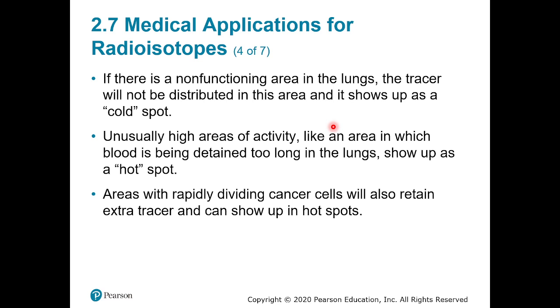Okay. Areas with rapidly dividing cancer cells will also retain extra tracer because cancer tends to take up more nutrients than other cells and continuously does so. It's not controlled like most cells would be. And so they typically show up as hotspots. And that's why if you've ever seen a cancer diagnosis, it usually has a dark space and then little spots that are little cancer tumors, right? Okay.